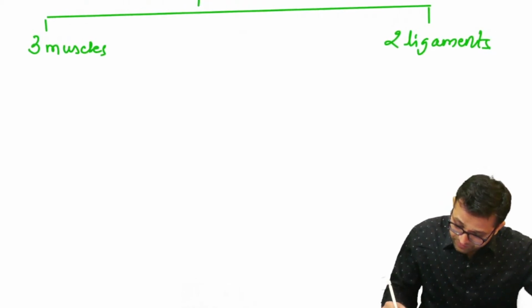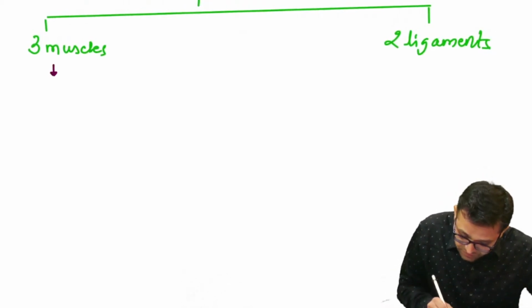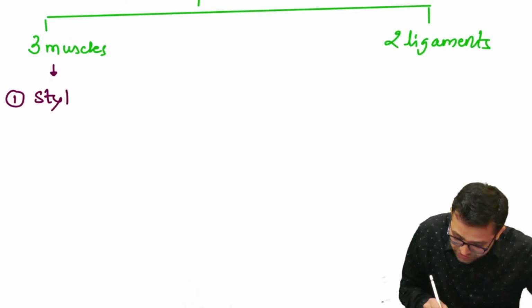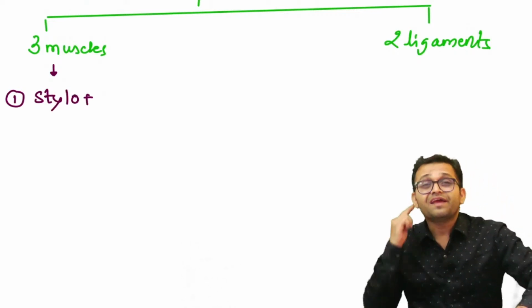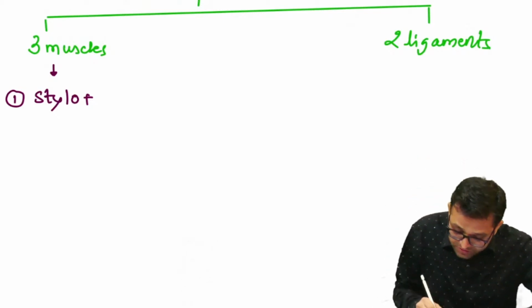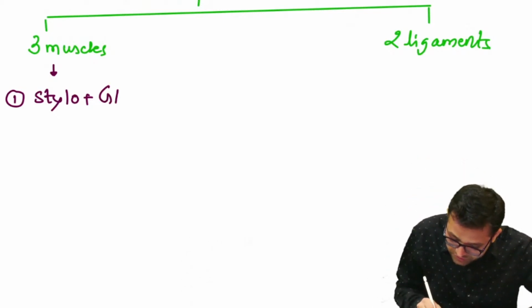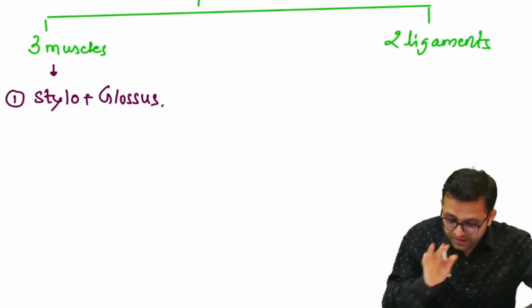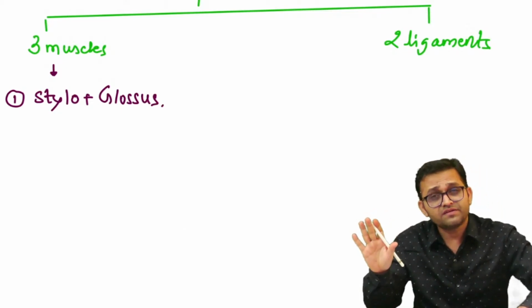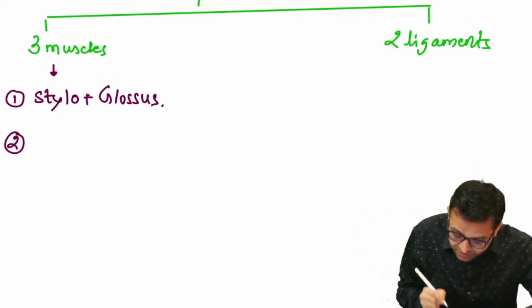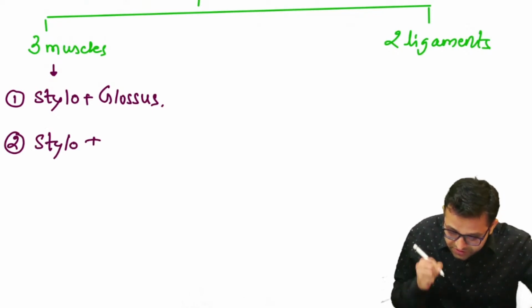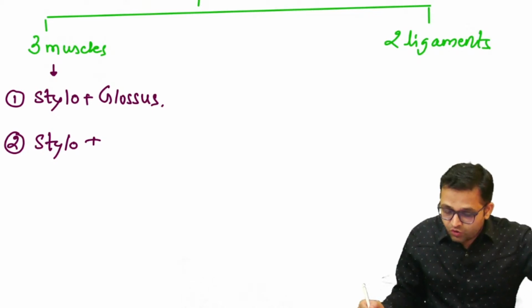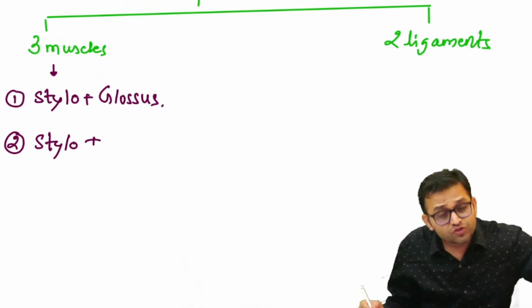One by one. First, it will take origin from the styloid process. That's why you will say stylo. And it will go to the tongue. So what is the name? Styloglossus. Agree? Fine. Now look, another one is taking origin from the styloid process. Okay. And it is going to the hyoid bone. So what should be the name?